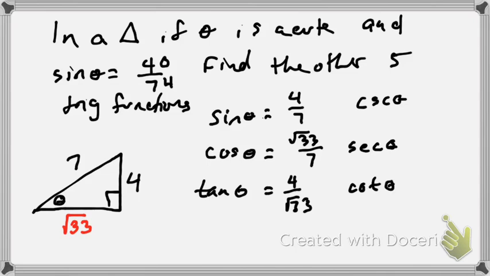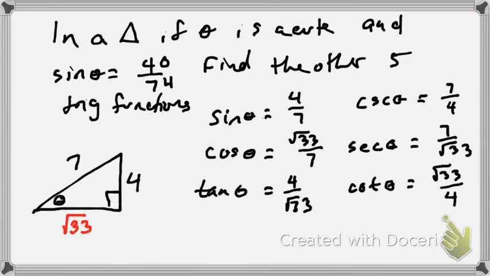So it looks like this. And now I'm just going to literally flip what sine, cosine, and tangent were. So I'm going to flip those. Sine was 4 over 7, now it's 7 over 4. Secant was, cosine was the square root of 33 over 7, now it's 7 over the square root of 33. And then finally tangent was 4 over the square root of 33, now it's going to be the square root of 33 over 4. Okay, so now there's two that we have to change.